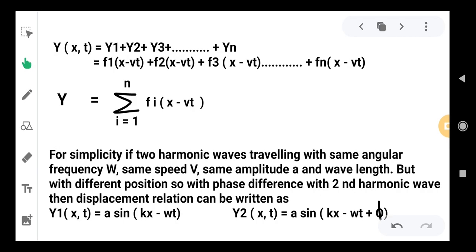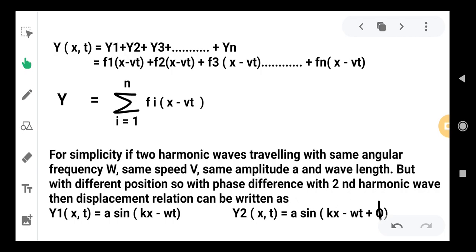Another simplified form. For simplicity, consider two harmonic waves traveling with the same angular frequency, same frequency, same speed, same amplitude and the same wavelength. If two harmonic waves travel with the same angular frequency, same speed, same amplitude and the same wavelength.